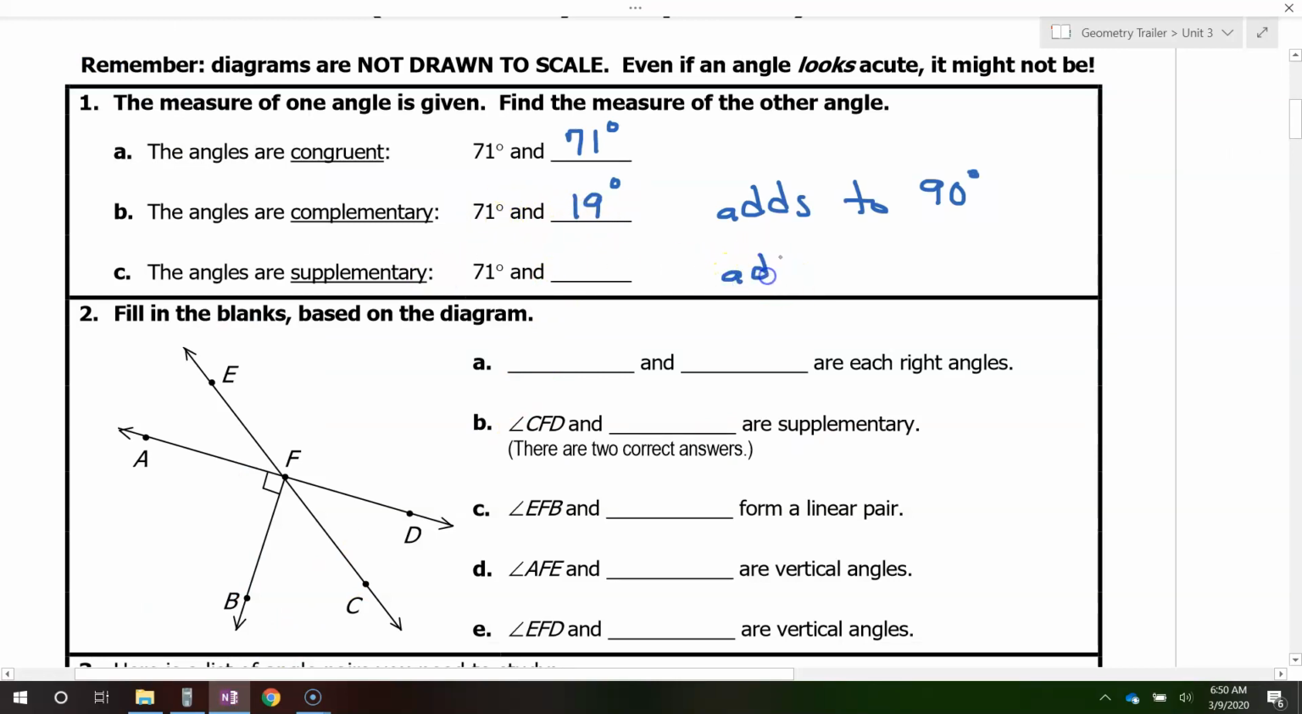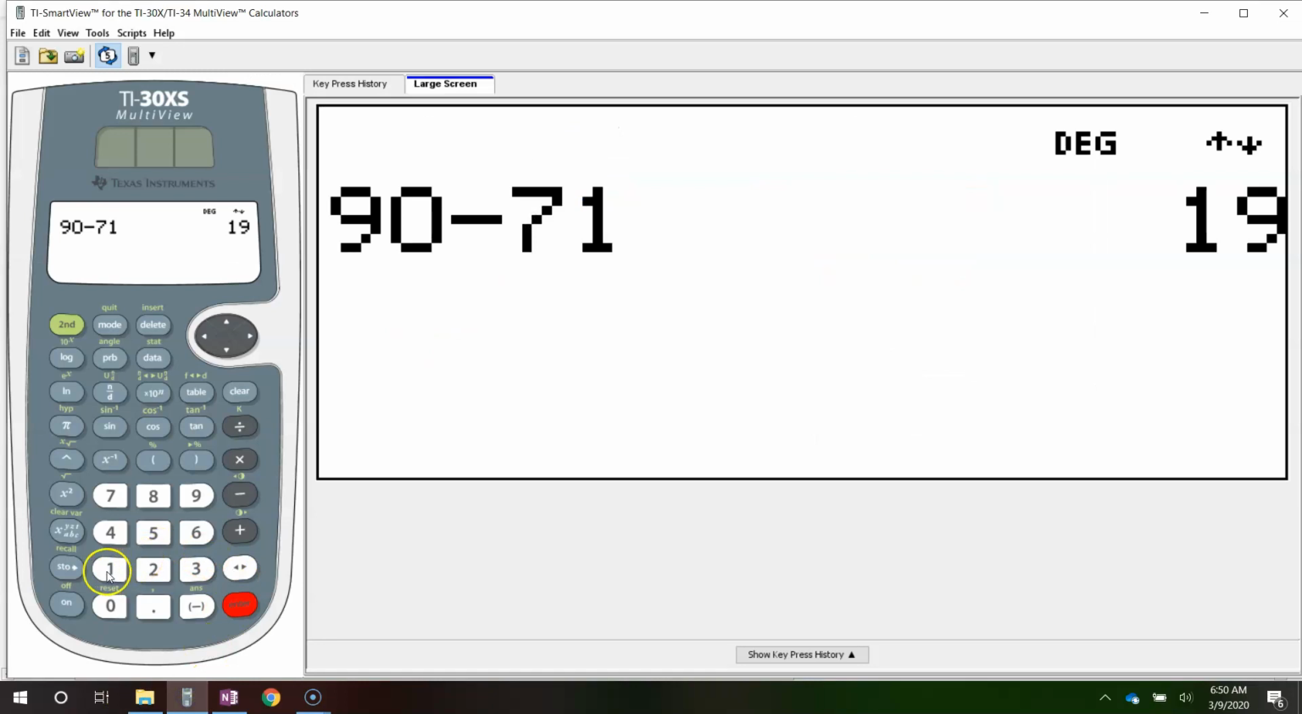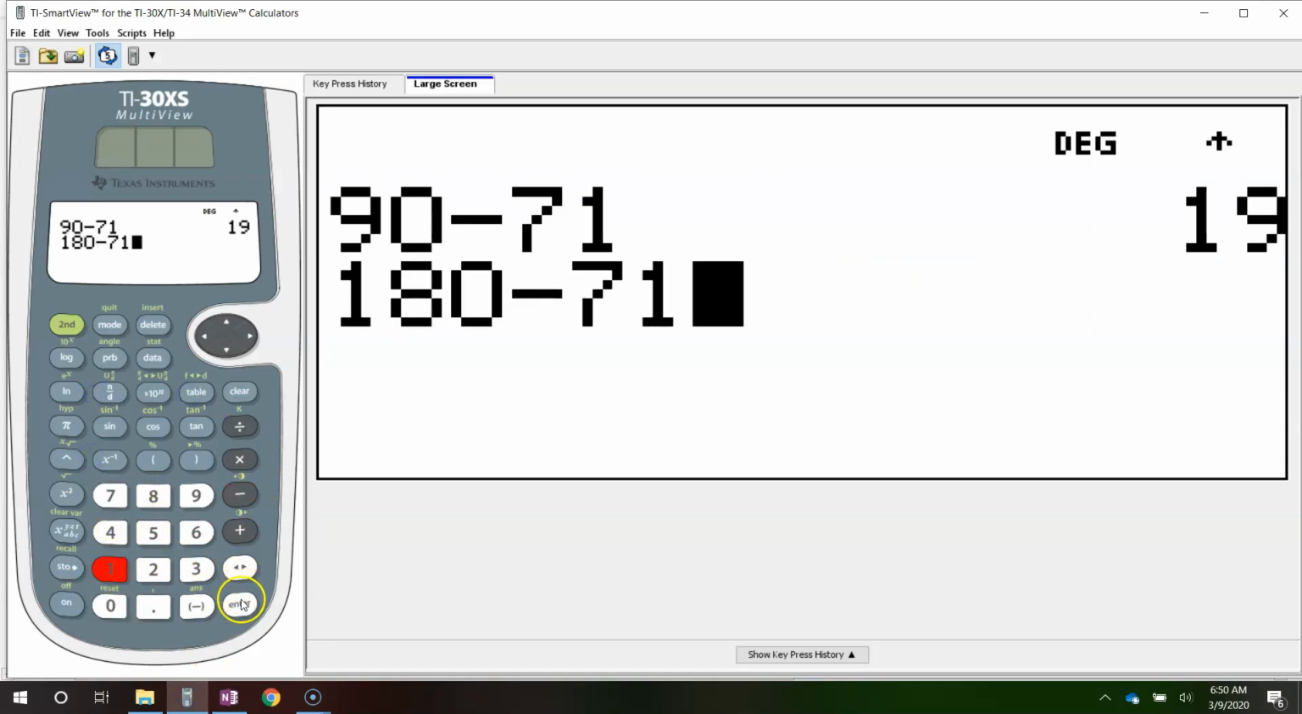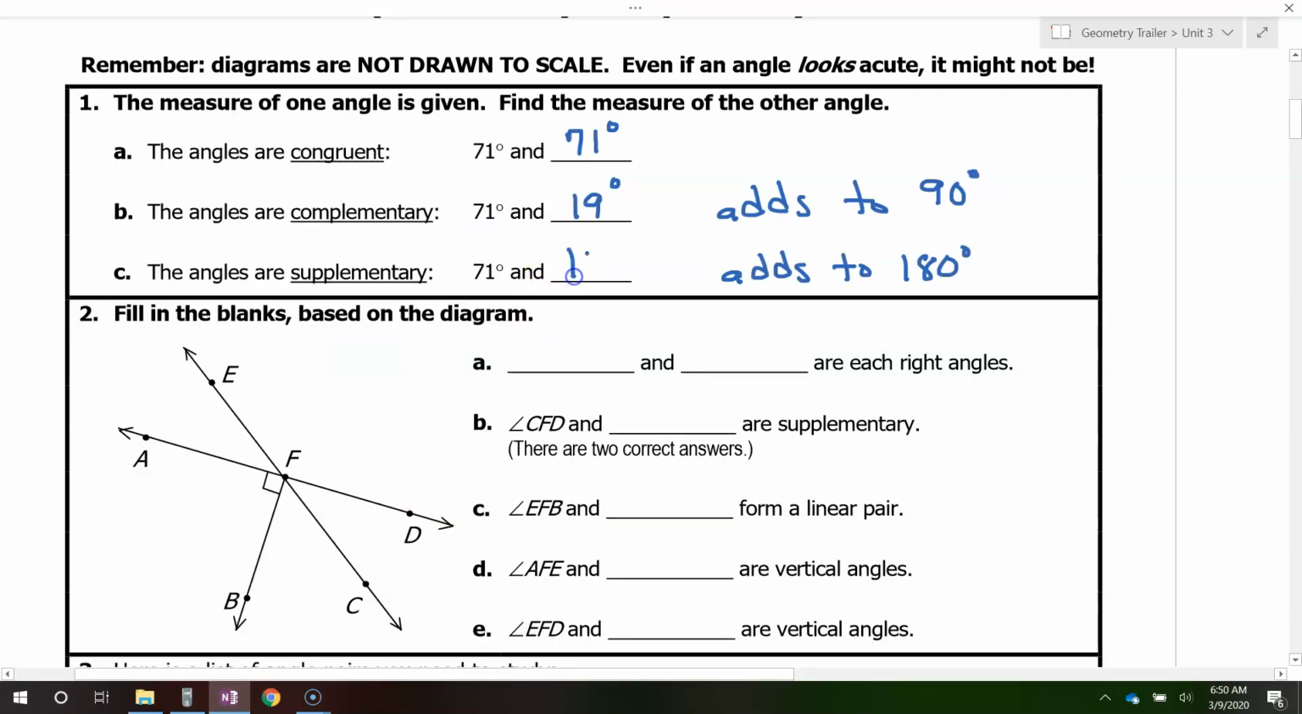Supplementary, of course, means that the two angles add to 180 degrees. So I'm going to subtract from 180. And of course, I'm going to get 109 degrees.